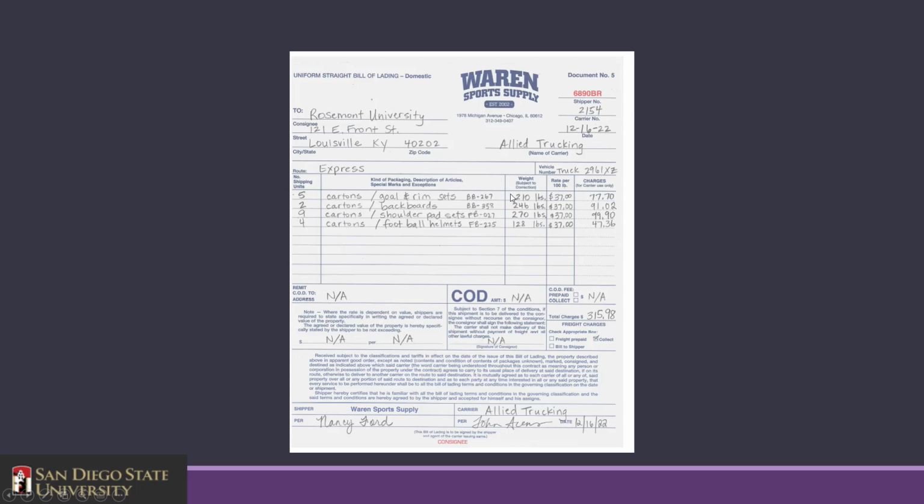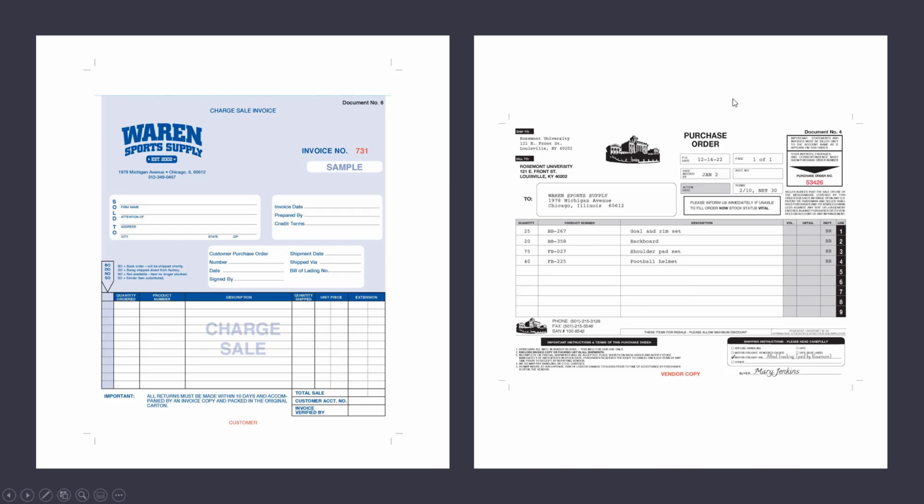So here is the bill of lading for this transaction. You can see that the total charges is $315.98. Okay, and Nancy is the person who takes care of the shipment. So then Nancy will have to sign on it. And next, we need to prepare the charge sales invoice, which is the credit sale invoice. Use this number 731.